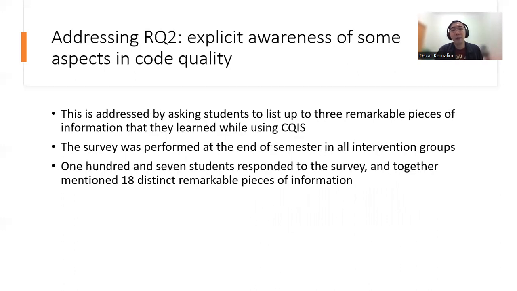Now we'll move to the second research question, which is explicit awareness of some aspects in code quality. So this is addressed by asking students to list up to 3 remarkable pieces of information that they learned while using CKIs. The survey was performed at the end of semester in all intervention groups. 107 students responded to the survey and together mentioned 18 distinct remarkable pieces of information.